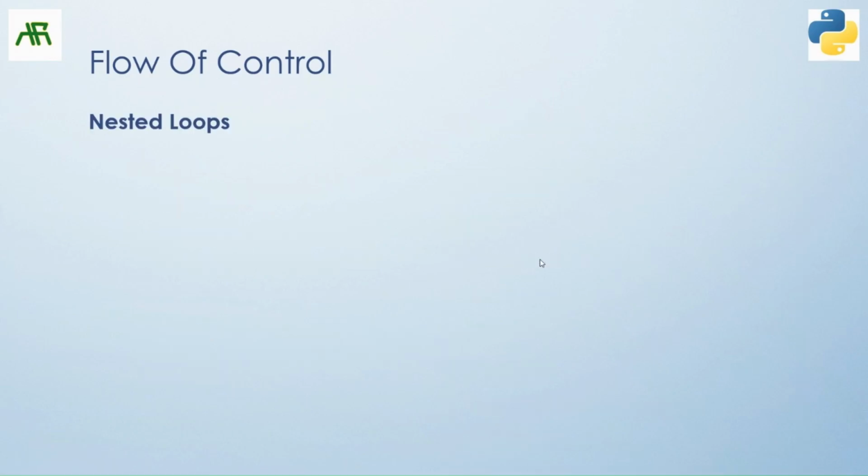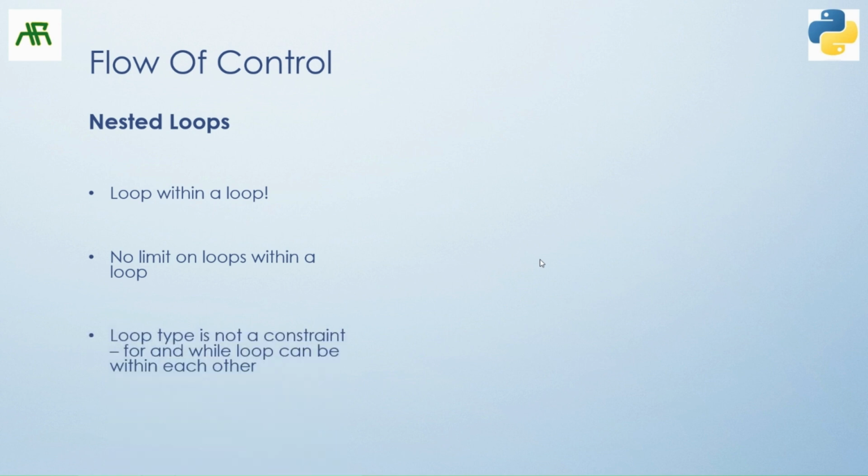Moving on, nested loops. Nested loops are nothing but loops being called within the loops. There is no limit on loops in a loop. It can be any number. And the loop type is not a problem for usage across. A for loop can go into a while loop and a while loop can go into a for loop.